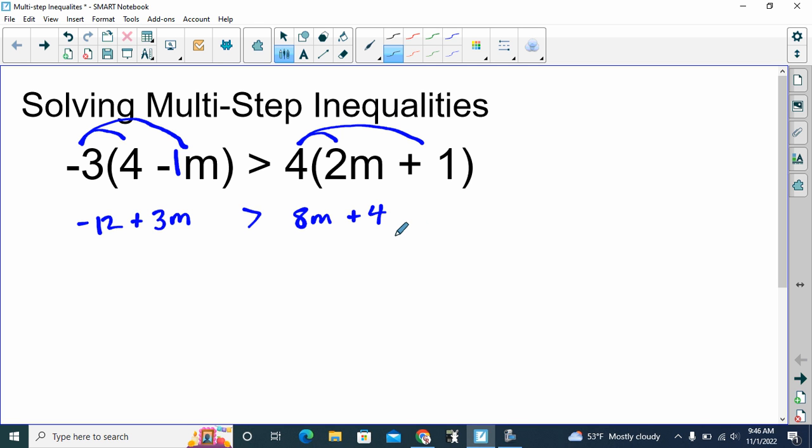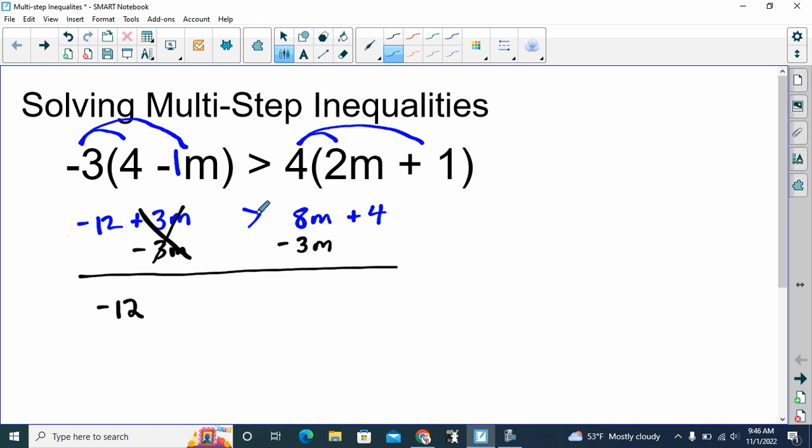It's usually easiest to move the smaller one. So 3m is smaller than 8m, so this is the one I'm moving. I'm going to subtract 3m from both sides. 3m minus 3m cancels, and I bring down my -12. I bring down my greater than. 8m minus 3m is 5m, and I bring down my +4.